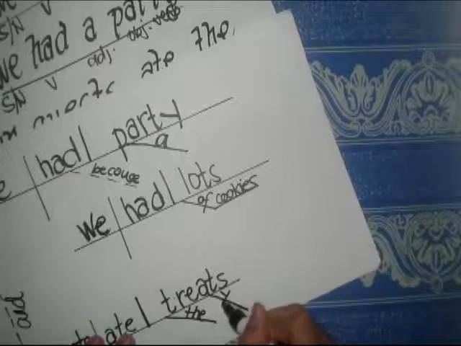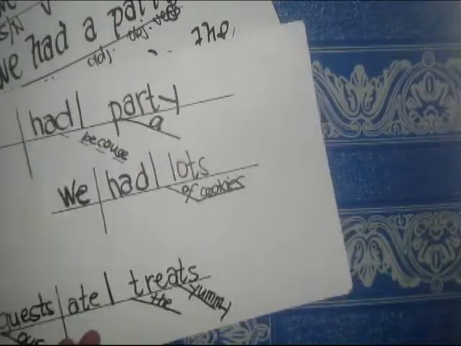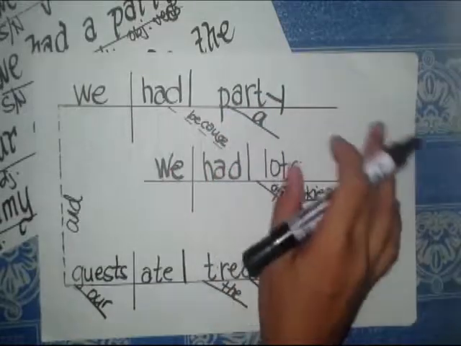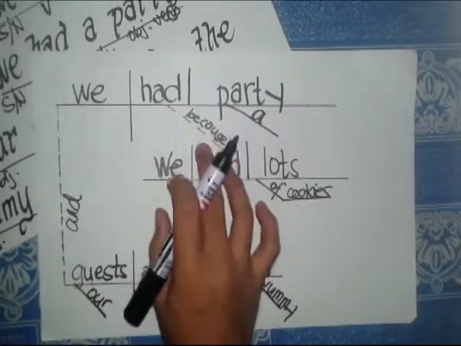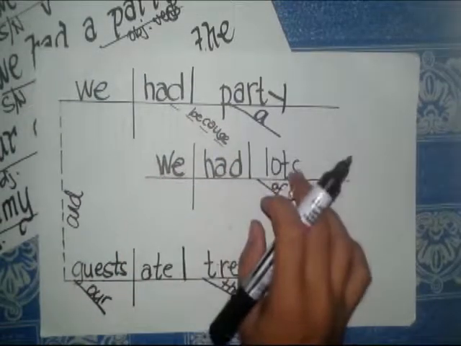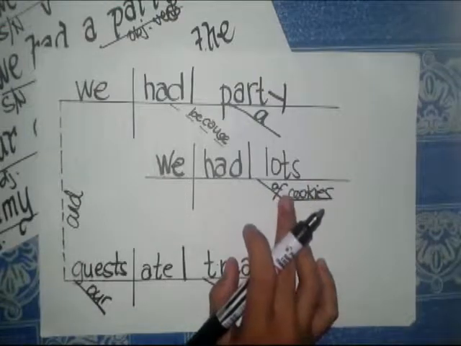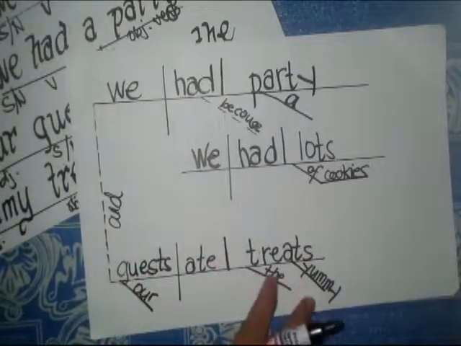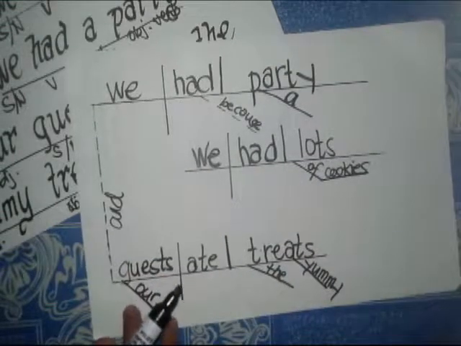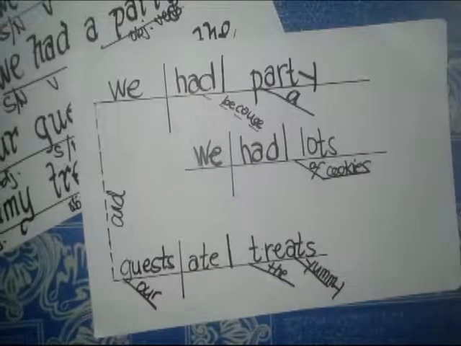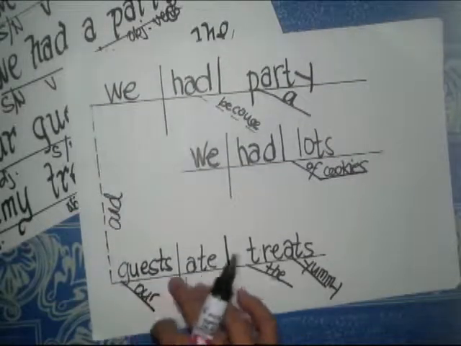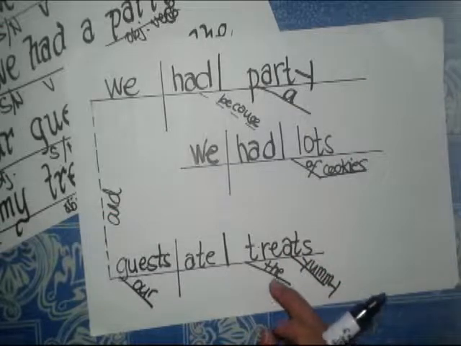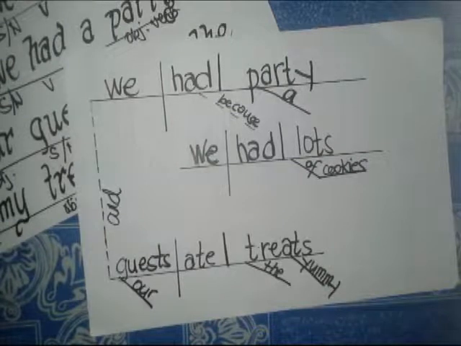The yummy treats. So that's it. The subject we, the verb had, the transitive verb had, the object of the verb party and its adjective, then because, the subordinating conjunction, we, the subject, the verb had, and the object of the verb lots, and of cookies here is the prepositional phrase, then the coordinating conjunction and the subject, and the second independent clause, guest, then its article, the adjective our, then ate is the verb here, then treats as the object of the verb, and the modifiers the and yummy. So that's all.